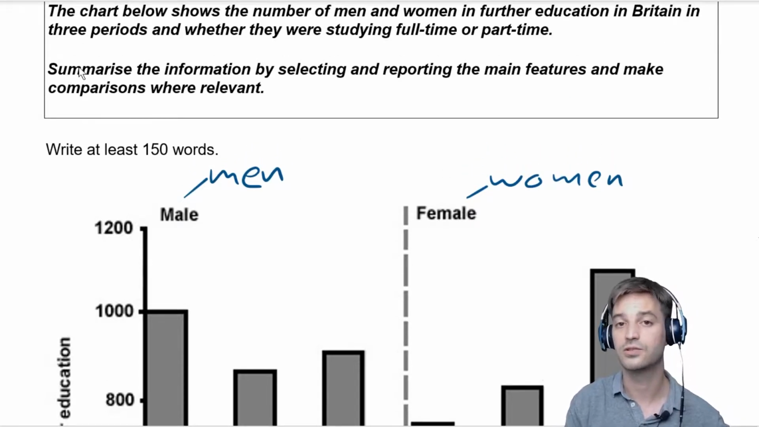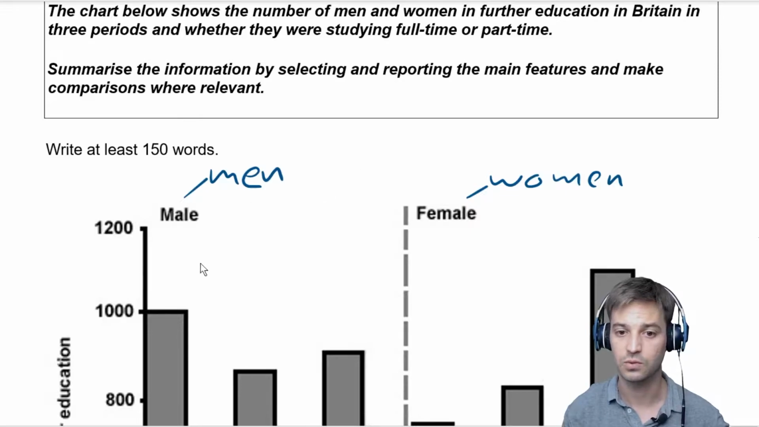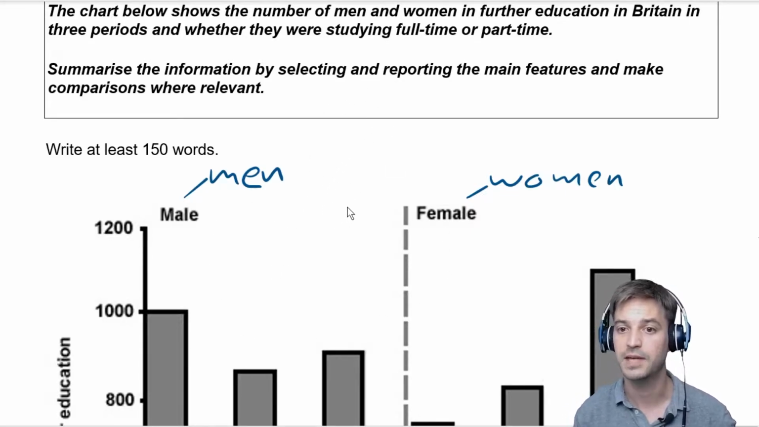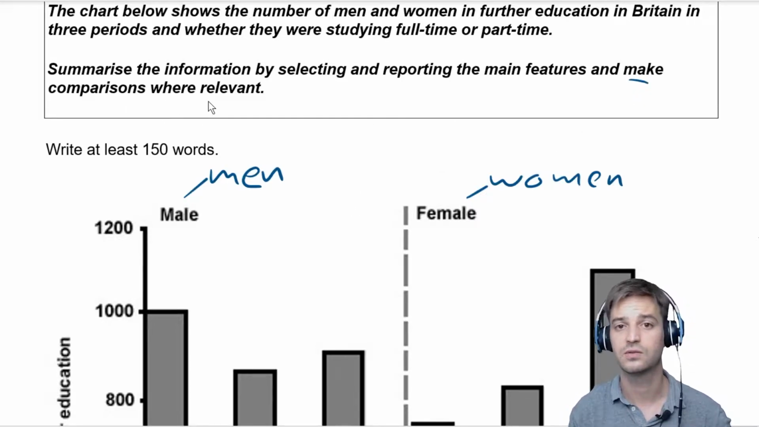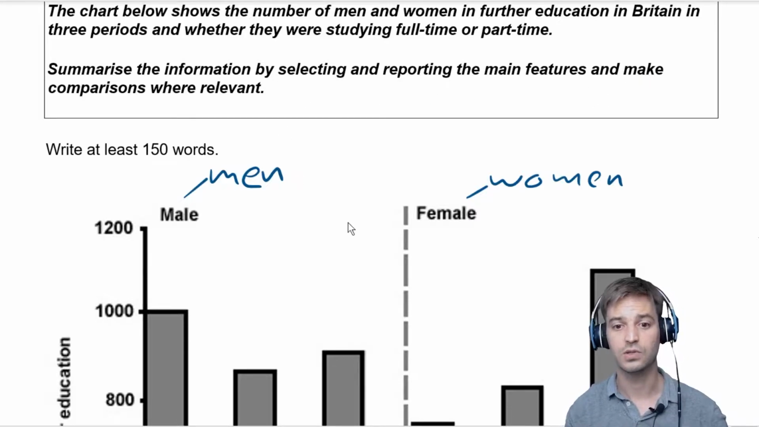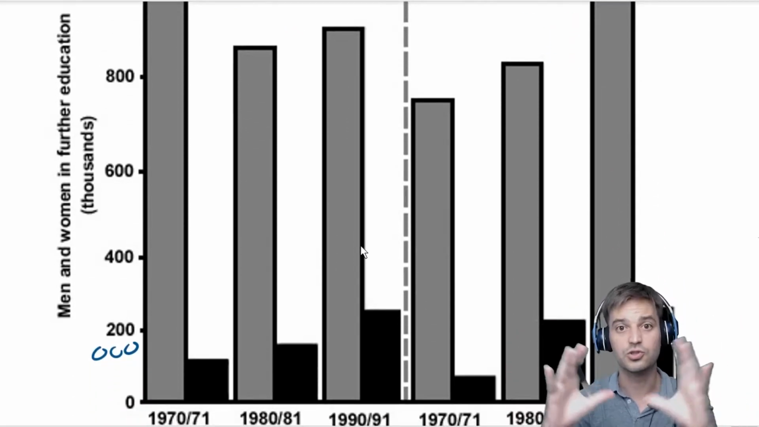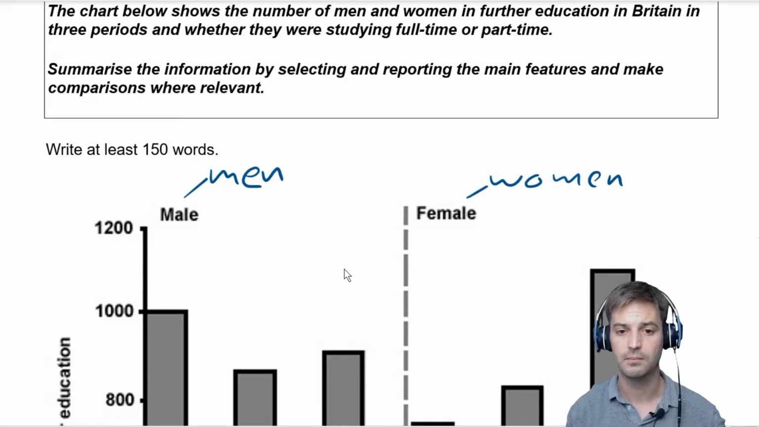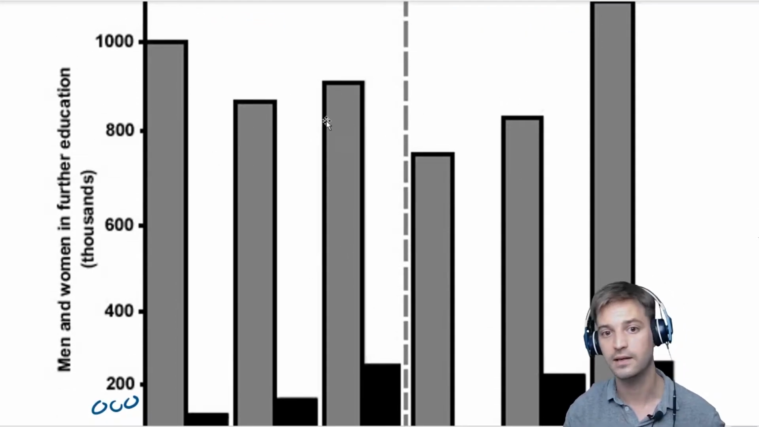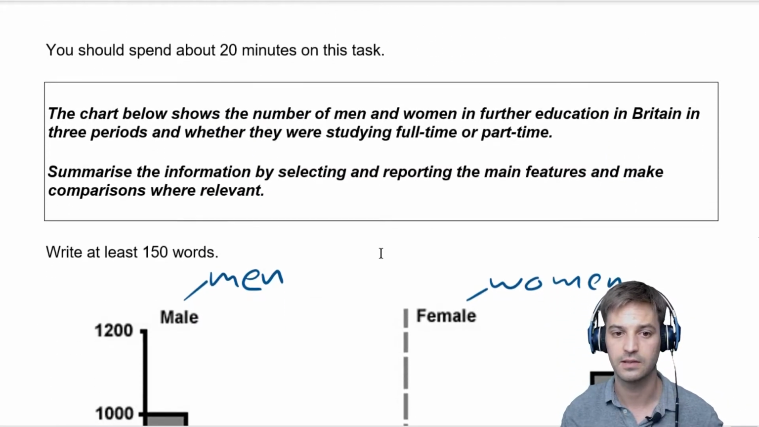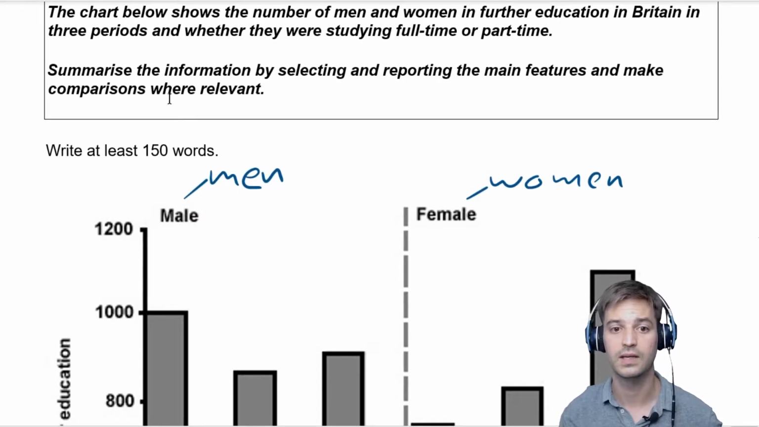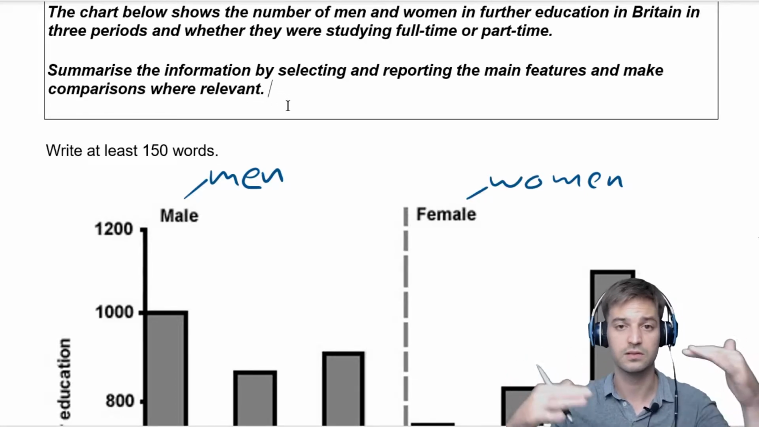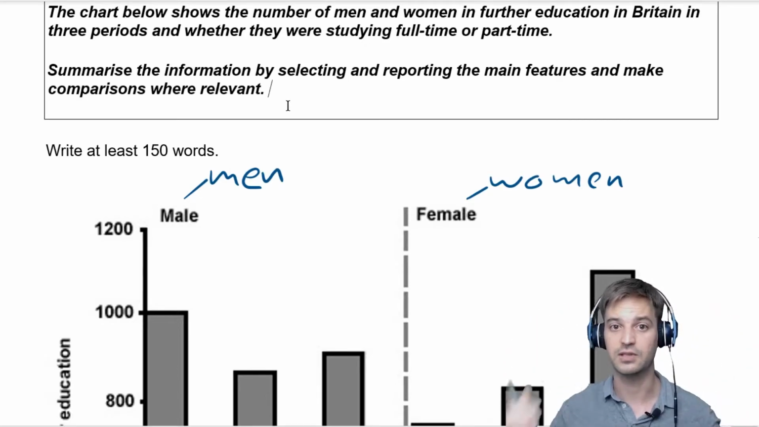So our task is to summarize the information by selecting and reporting the main features, okay, and make comparisons where relevant. So summarize, we're going to look at all of this and write a short passage on it. We're going to look at the main features, how these are mainly different from each other. Which has more and when, the main features. And we're going to make some comparisons where relevant, meaning where it makes sense to make comparisons. We'll see what is the same and what is different.